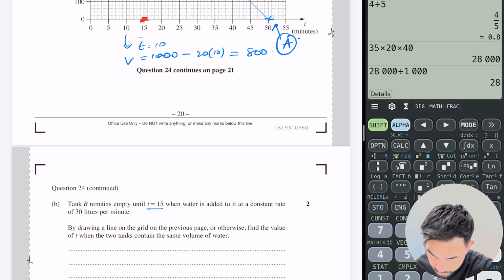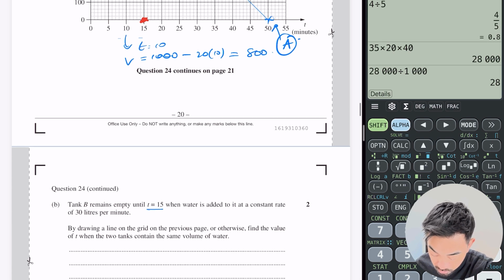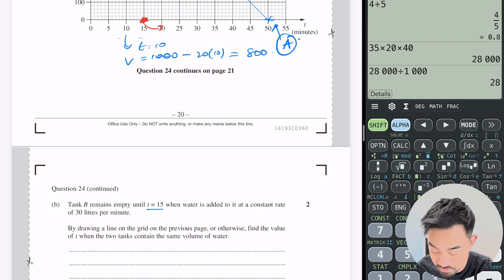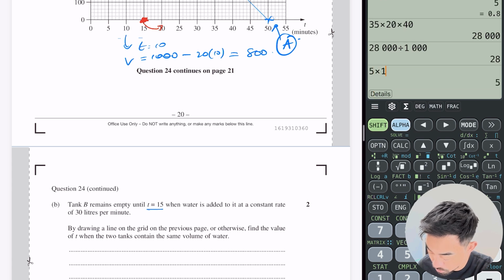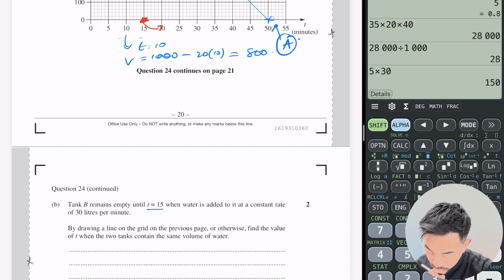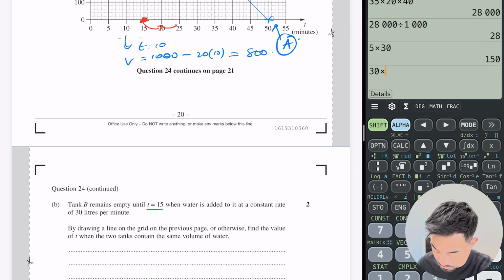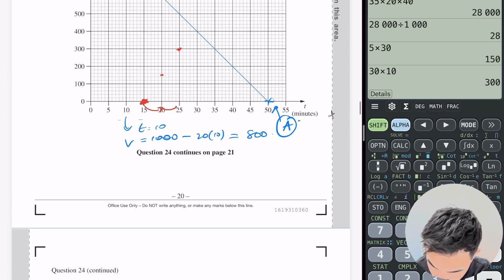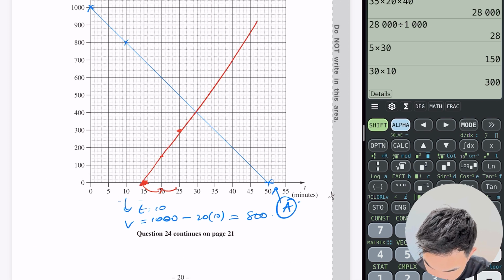It's starting here, and it's at a constant rate of 30 liters per minute. Okay, so if it's starting here right at 15, how many liters will it be at in 5 minutes time? Well, it's 5 times 30. That's 150. So that should be 150 here. Now, just to be more precise, let's do what happens in 10 minutes. So it will be 30 times 10, so 300 obviously. Now I have my point for tank B.